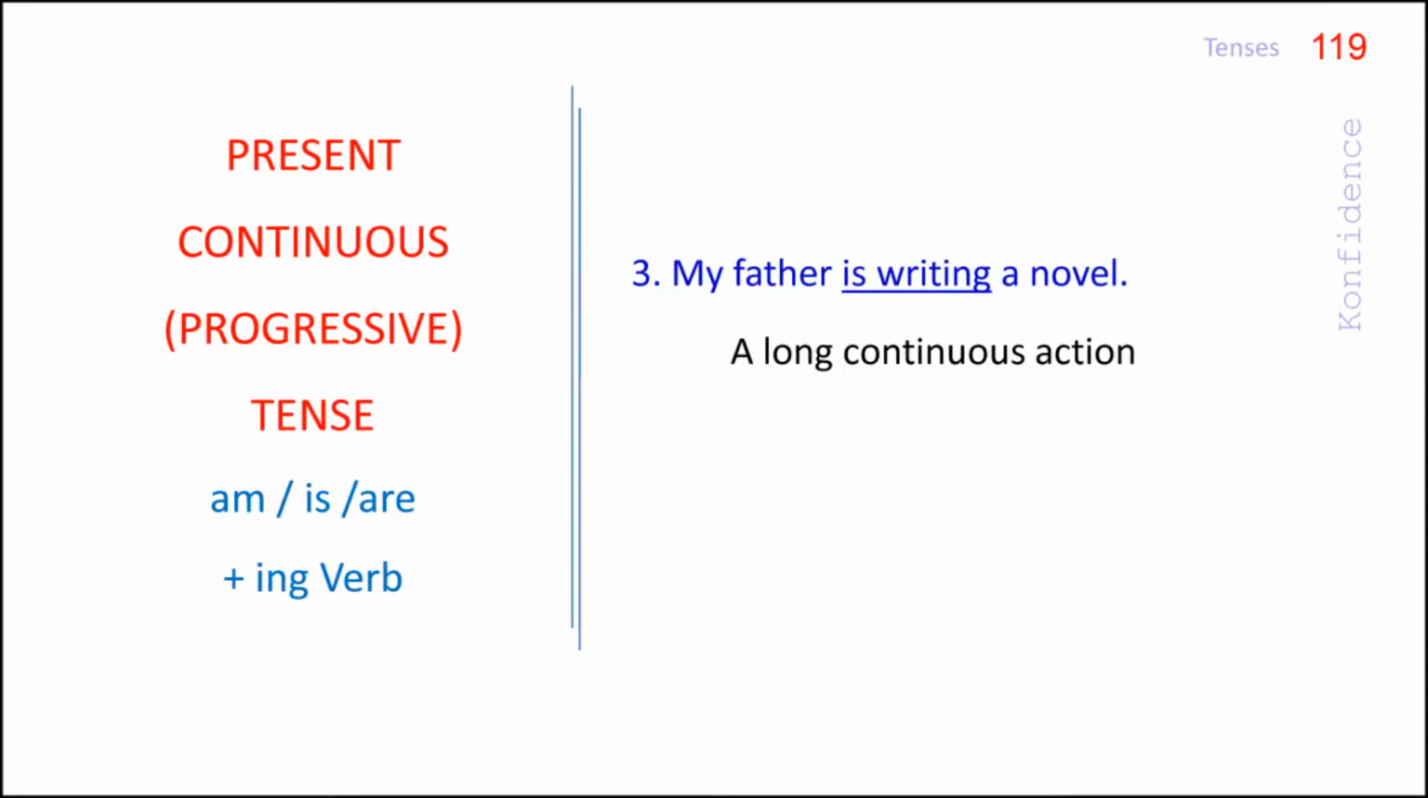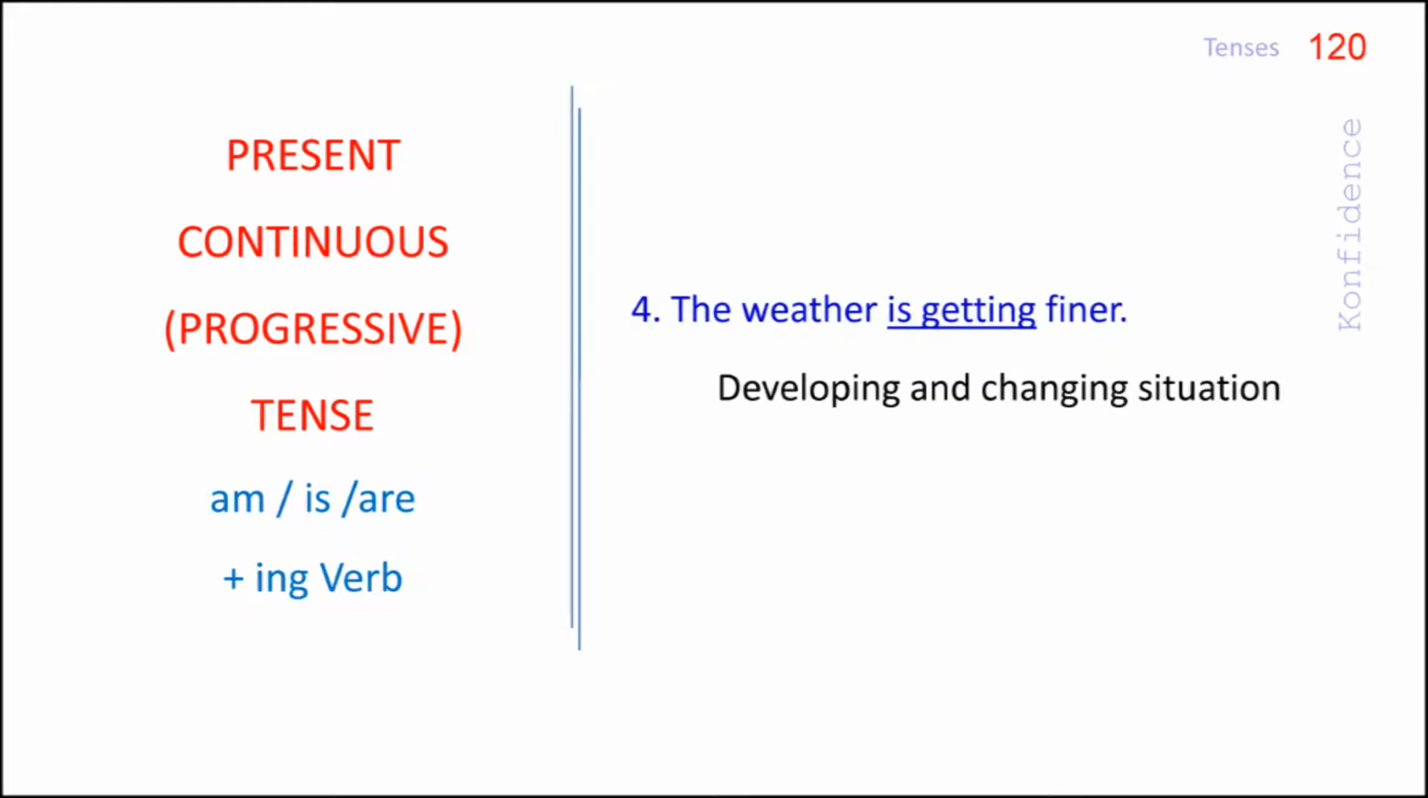In the third sentence, this tense is used to express an action going on over a period of time, including the present, but which may not be going on actually at the moment of speaking. In other words, a long continuous action is expressed in this sentence. Now look at the fourth sentence. Here the tense is used to talk about a developing and changing situation.